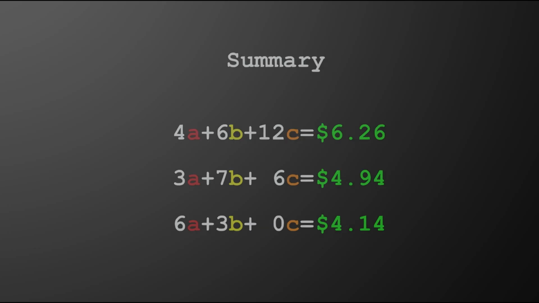In summary, in week 1, we bought 4 apples, 6 bananas, and 12 carrots for $6.26. In week 2, we bought 3 apples, 7 bananas, and 6 carrots for $4.94. And in week 3, we bought 6 apples, 3 bananas, and no carrots for $4.14.